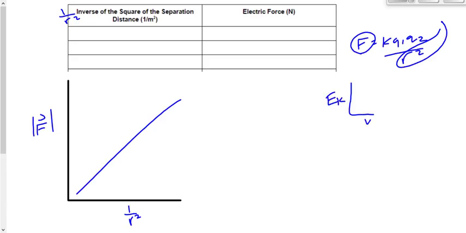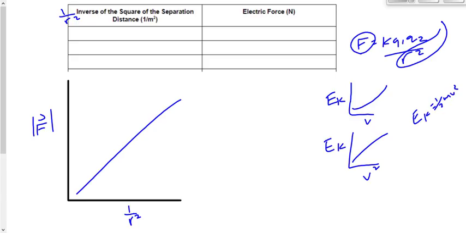If I plotted kinetic energy versus speed, it would look like this. If I wanted to straighten that out, what would I have to do? EK is equal to 1/2 mv squared, right? So what would I plot in order to make that a straight line? EK versus V squared would give me a straight line, right?